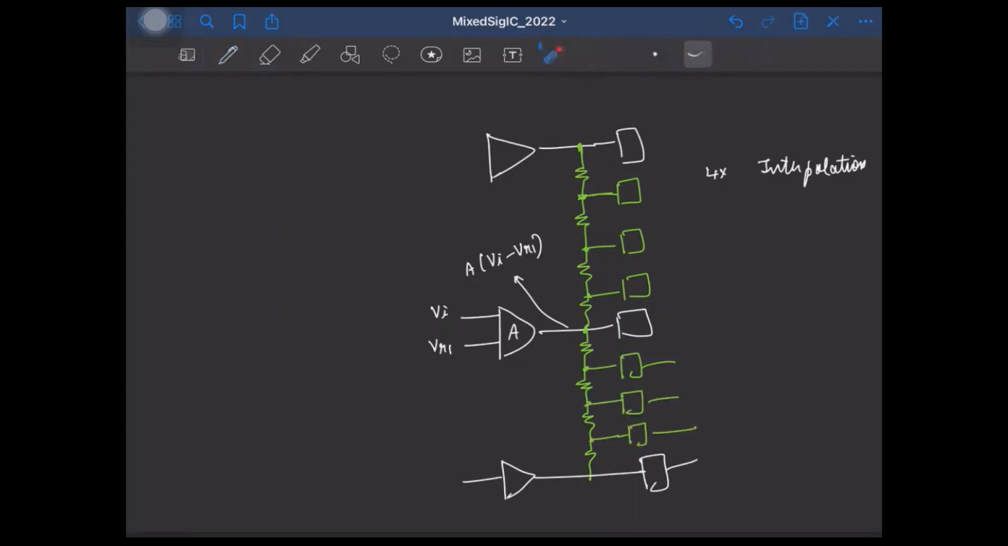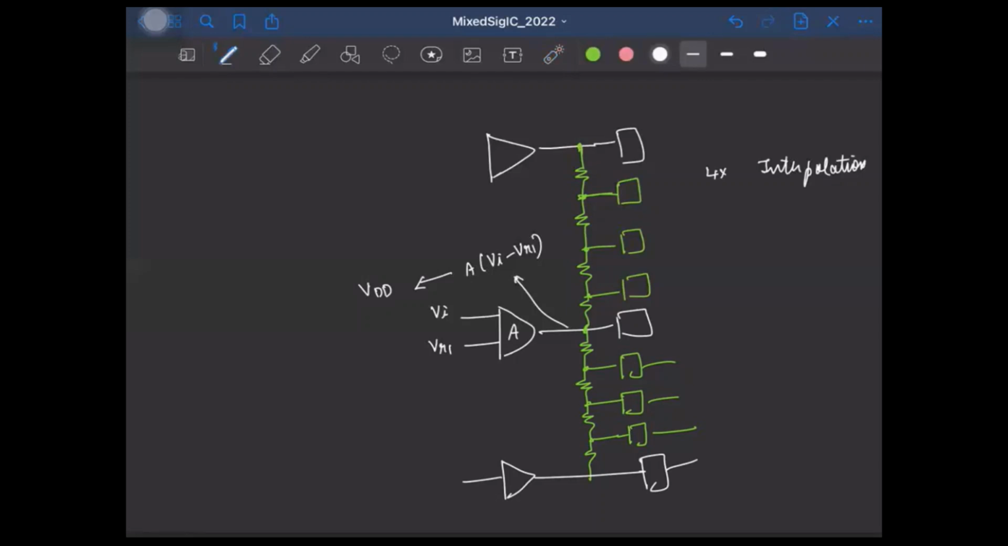So here, if the difference Vi minus VR1 is large, and if the preamplifier has a high enough gain, then this voltage can easily saturate to VDD. Okay, and the moment that happens, all these intermediate points will not be of the required or correct value, and this will completely corrupt the interpolation operation.